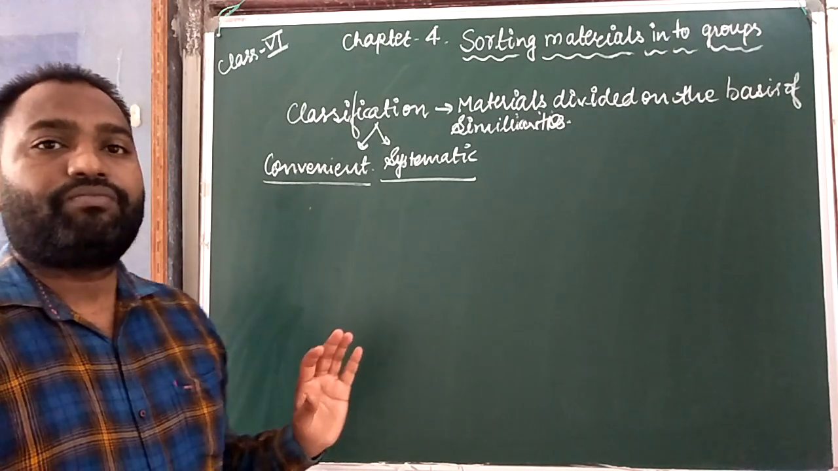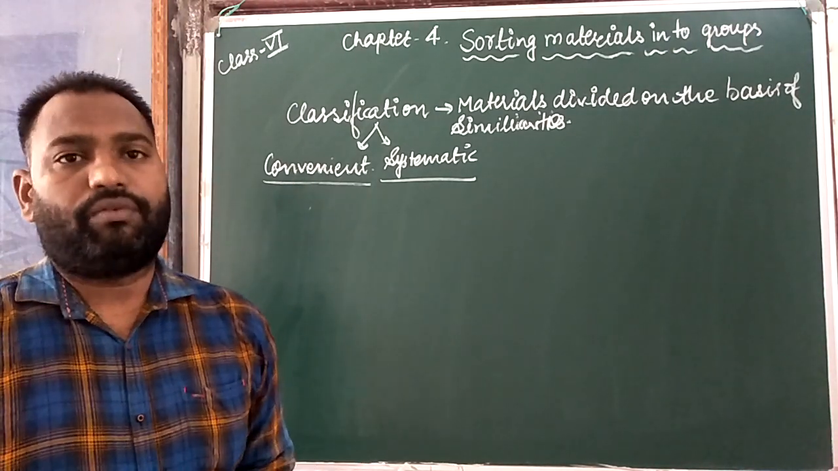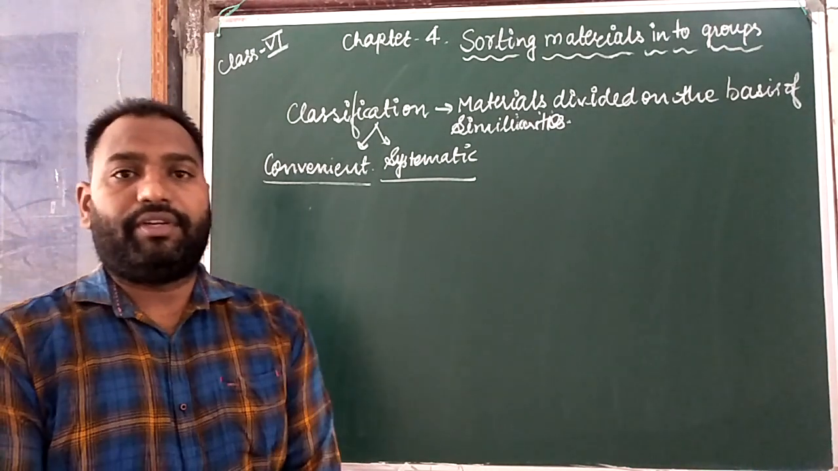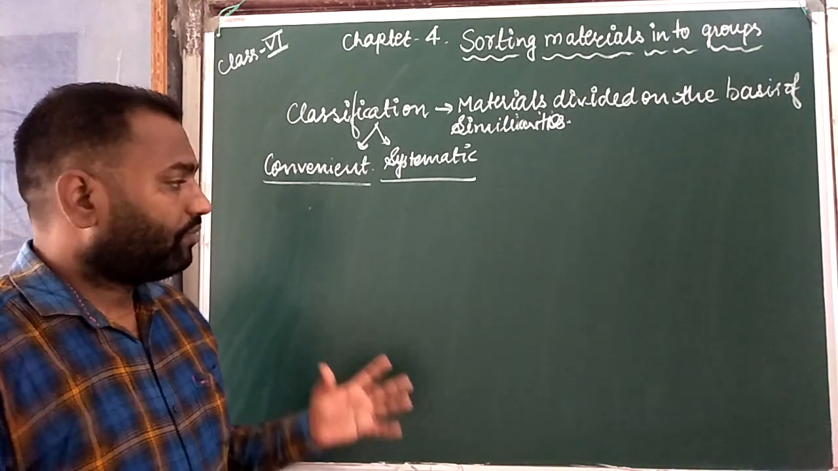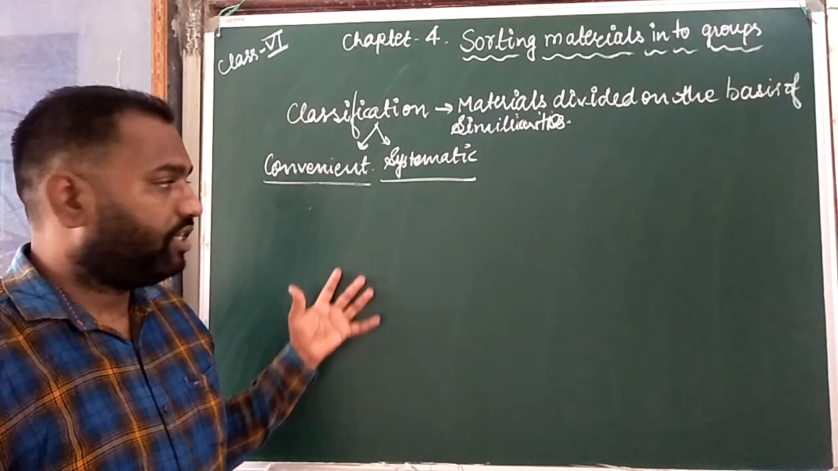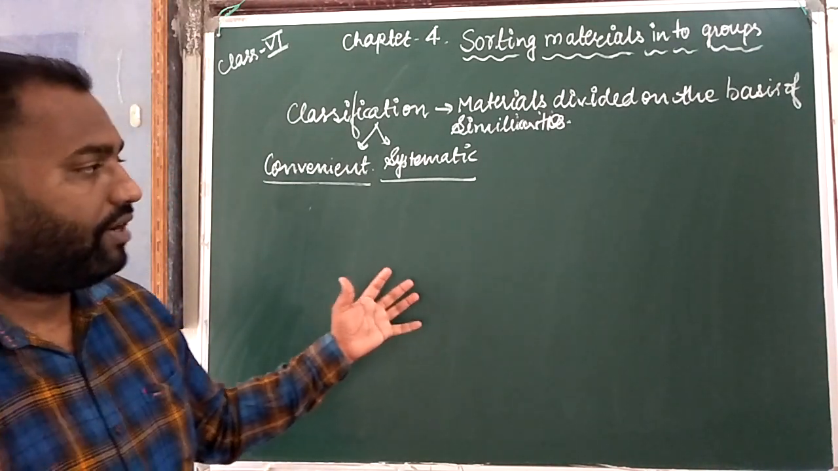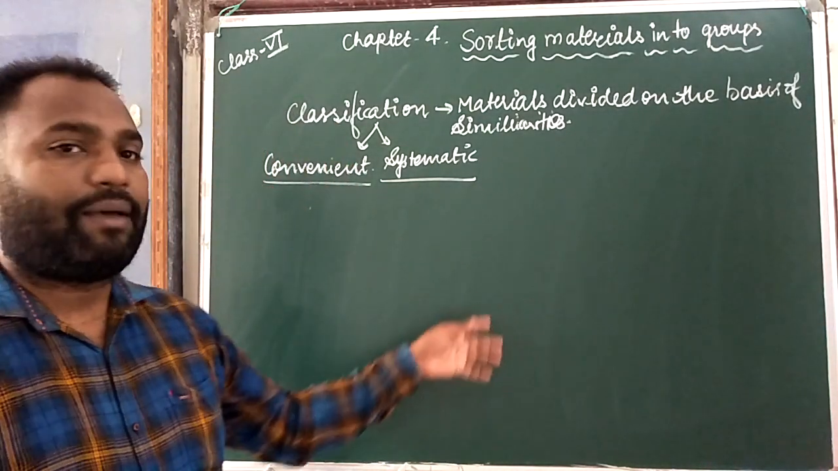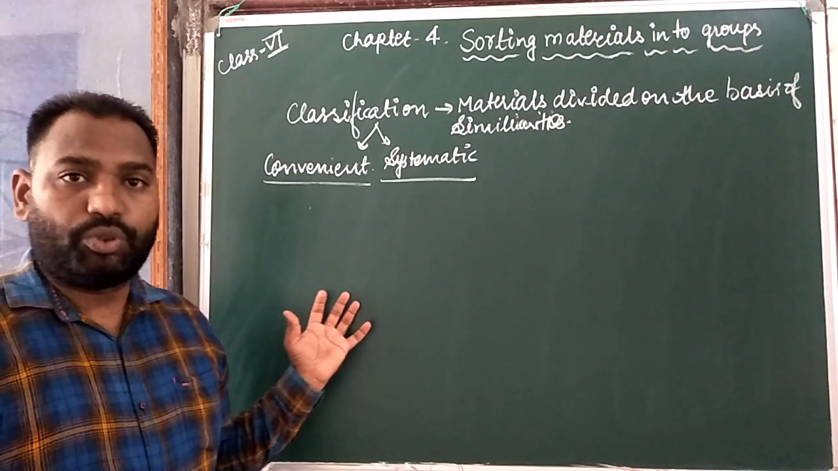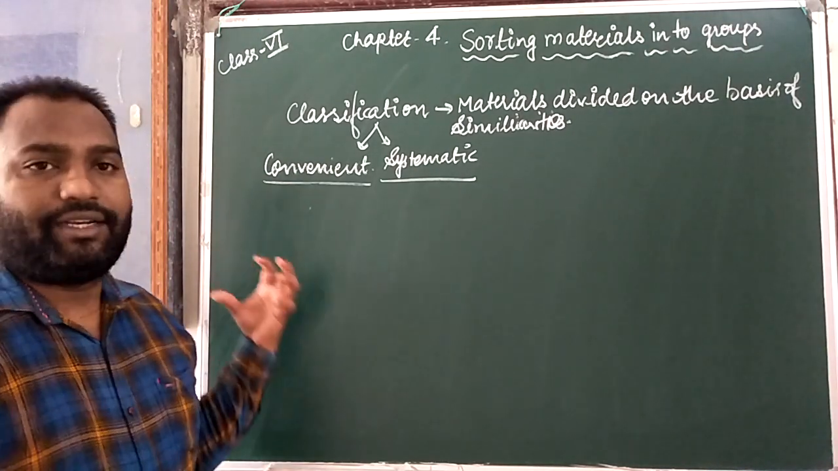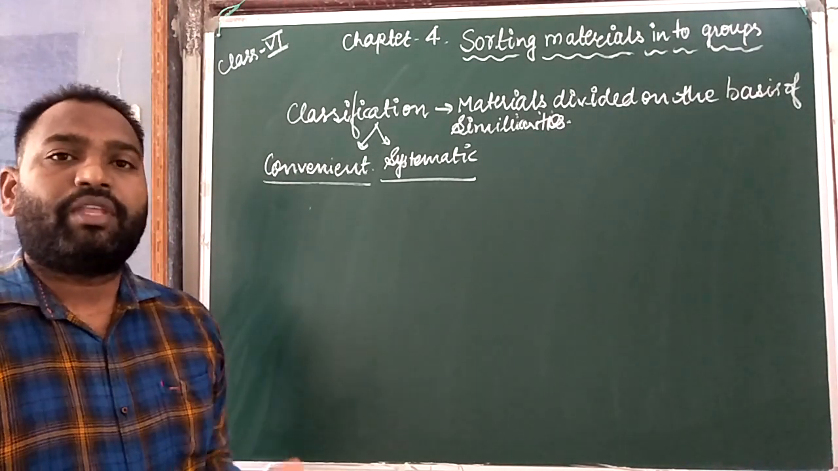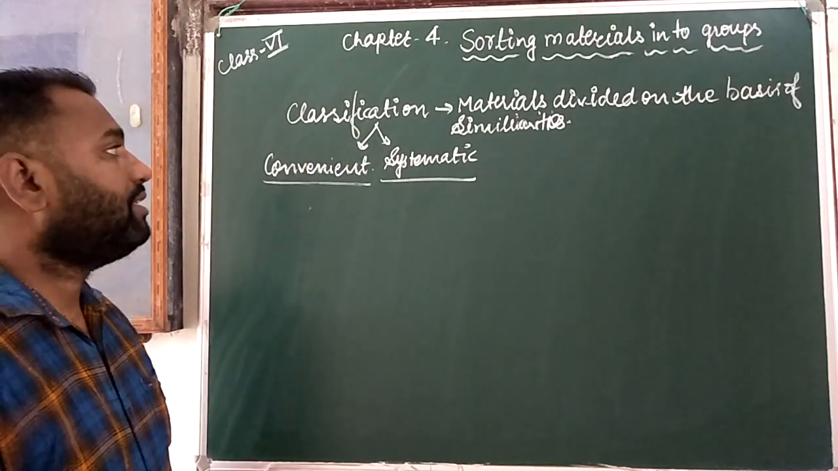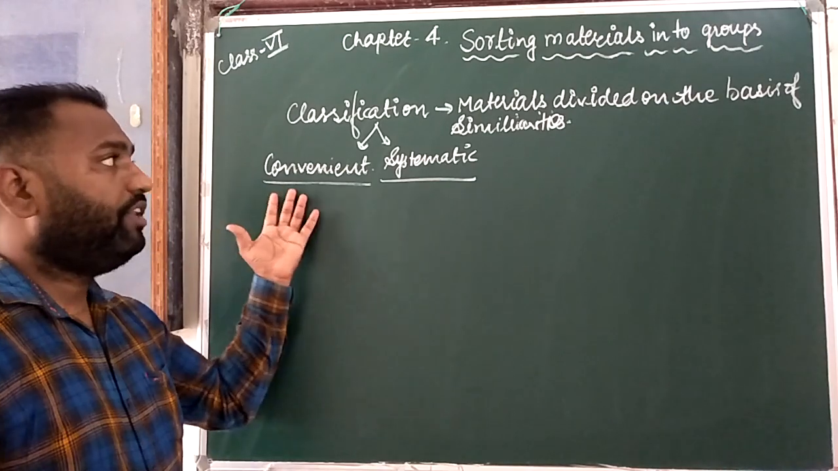And convenient means which is easy for us to do. If sorting is done, then it will be easy. For example, if we have wheat grain, pulses of different types, and rice paddy, and we just mix them, then it is not convenient for us to separate them. So convenient means it is easy to do anything. Classification makes our study convenient and systematic.